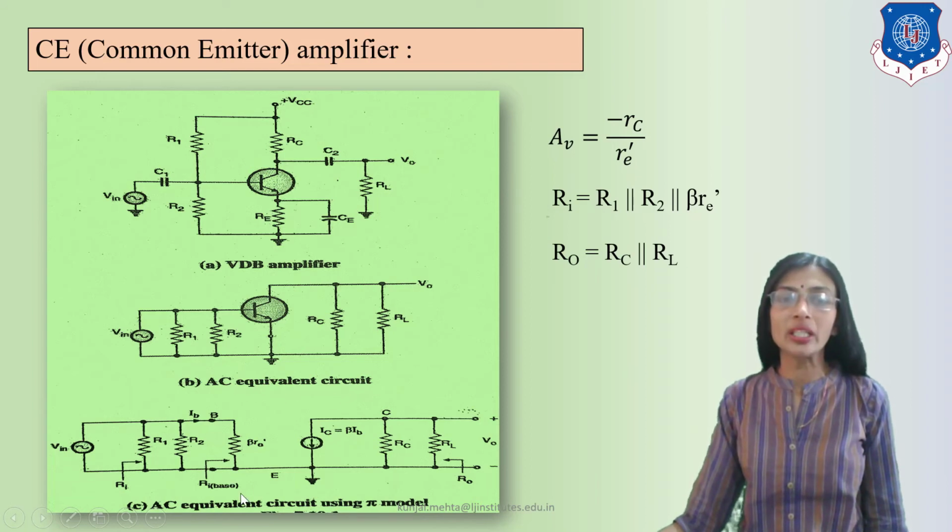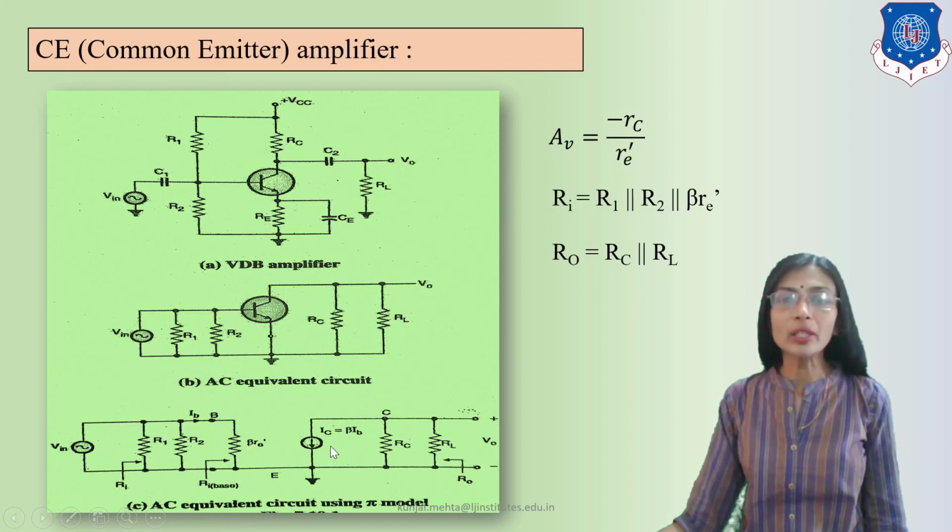This is the AC equivalent circuit of the pi model, and these are the important formulas for AC analysis. Voltage gain is equal to minus RC upon RE dash. Similarly, for input resistance Ri, from the pi model you can write down this formula easily. Look, this is R1 parallel R2 parallel beta RE dash. So simply, Ri is equal to R1 parallel R2 parallel beta RE dash from the left portion of the circuit.